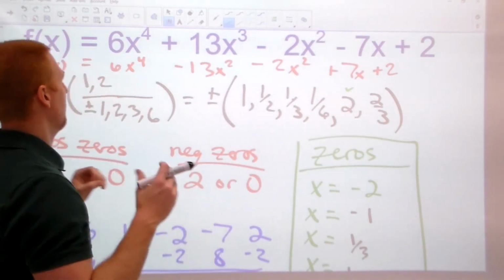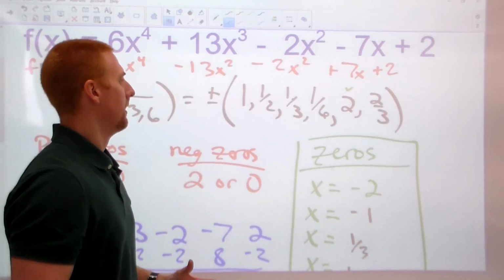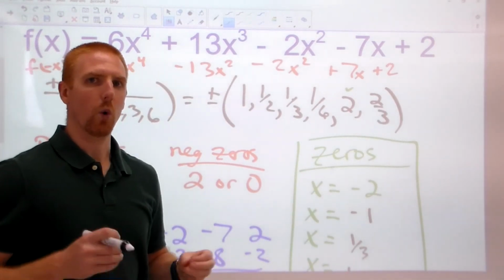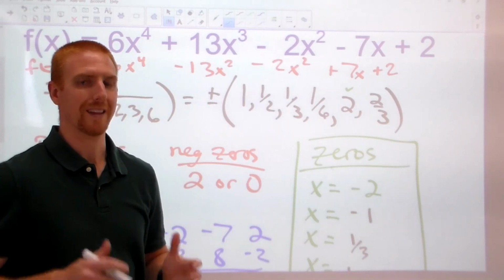So good luck. Be patient. These will take time. But the more you do this, the more you're going to understand about how polynomials work. And that's what it's all about.